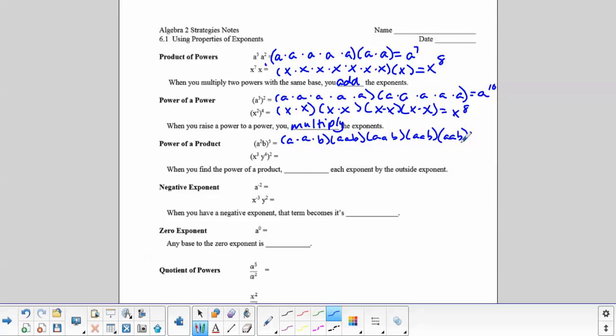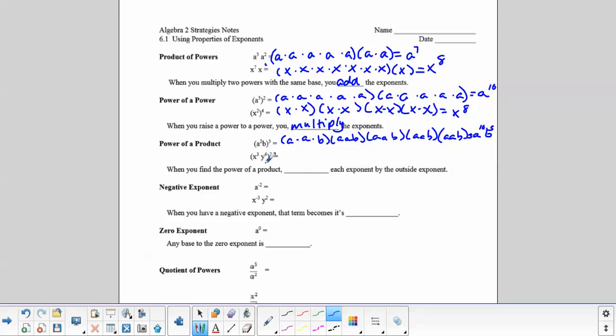Now I need to figure out how many of each I have. So of the a's, I have 2, 4, 6, 8, 10. So I have a to the 10th. And how many b's do I have? 1, 2, 3, 4, 5. B to the 5th. So a to the 10th, b to the 5th.